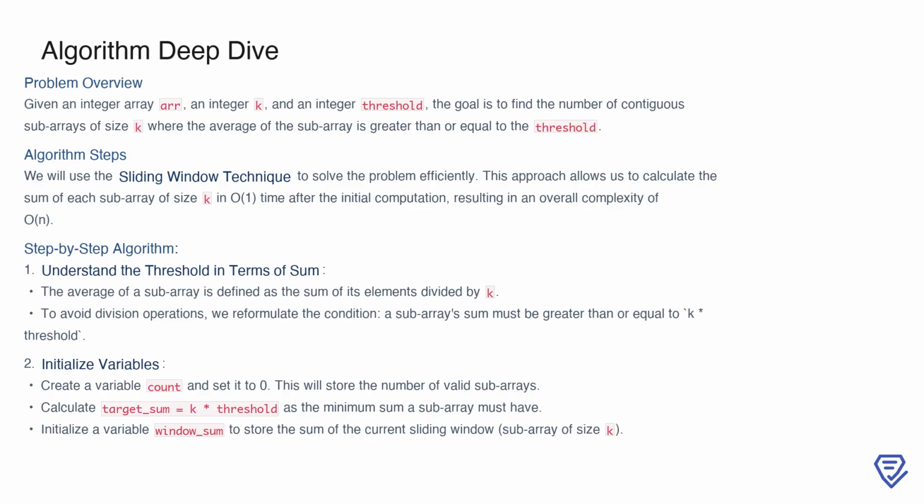To achieve this efficiently, we use the sliding window technique. This method allows us to calculate the sum of each subarray in constant time after the first one, making the overall time complexity linear with respect to the size of the array. We start by initializing our variables: a counter to track valid subarrays, the target sum to avoid repeated calculations, and a variable to store the sum of the current window as we process the array.